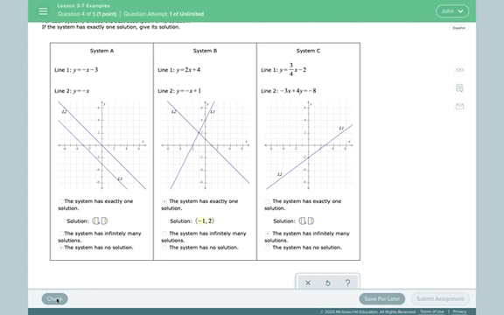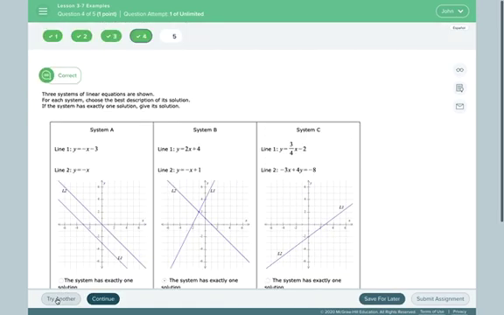All right, so I hope this helped you guys. It's kind of common sense with this. If they touch each other in one spot, that means you have one solution. If they never touch each other, there can't be a solution. And if they're touching each other all the time, then there's infinitely many solutions. So that's kind of how that works.